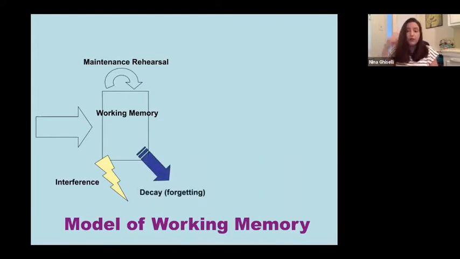So if it's not used and it's just in there and you forget it, it decays and it's gone. Poof. But we don't want these things to happen to you while you're in college.